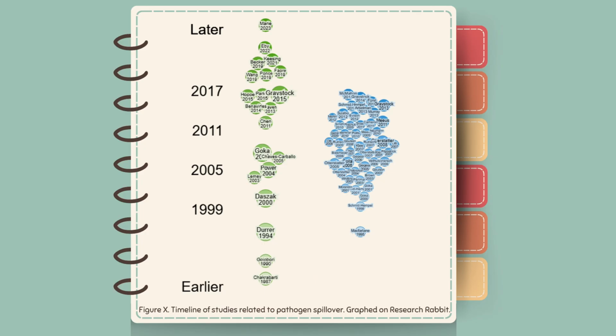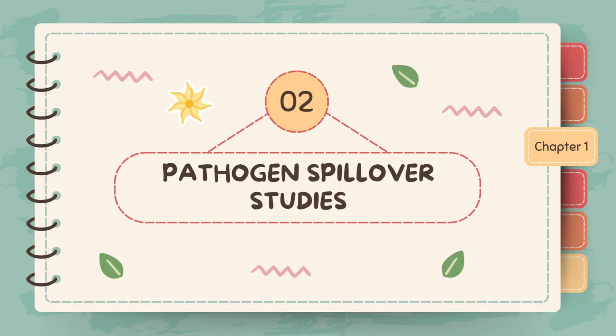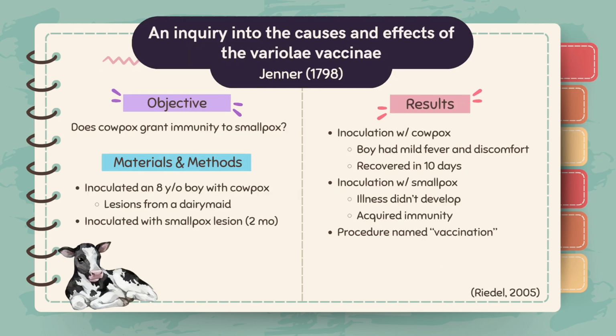Here is a timeline of scientific articles related to pathogen spillover, which doesn't include the study in 1798. This was all generated on Research Rabbit. I'll go over a couple of studies, starting with an inquiry into the causes and effects of the variolae vaccinae, a disease discovered in some of the western counties of England, particularly Gloucestershire and known by the name of cowpox by Jenner in 1798. And yes, that was just the title.